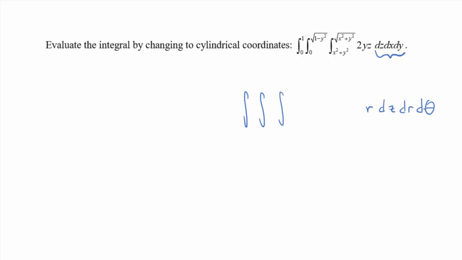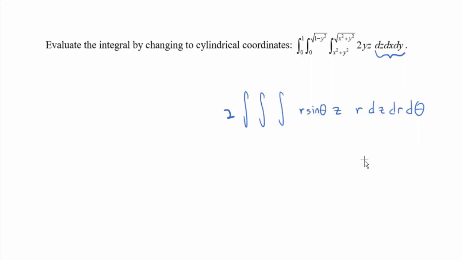Not usually anyway. Okay, and then we might as well handle the integrand while we're here. What's y in cylindrical coordinates? Same as polar. I'm going to write the 2 out here, and then r sine theta. And then what's z? Trick question, it's z, right? In cylindrical, anyway.